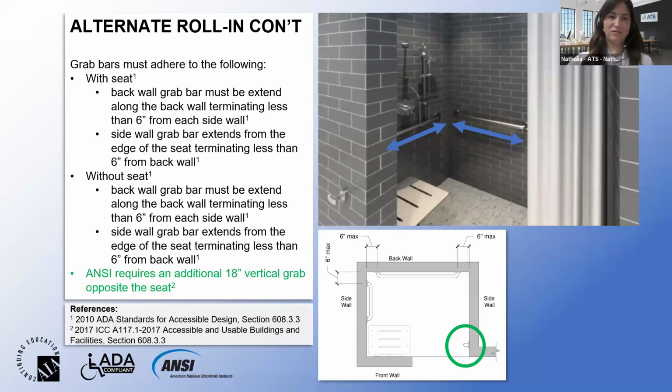Following similar to the rolling type of shower, the alternate rolling follows the same requirements for when you have a seat and when you don't have a seat. And again, if you are covered by an ANC region, then you have to add an extra 18 inch vertical grab bar to the front entry of the shower compartment, as we can see here, highlighted in the green circle.